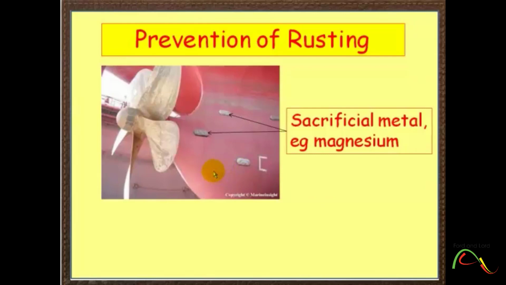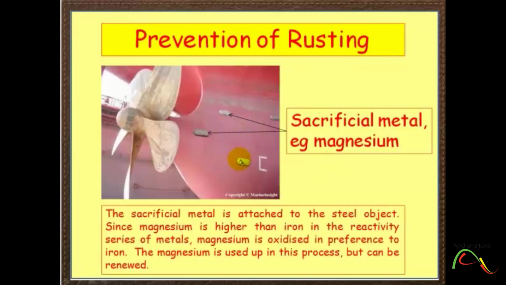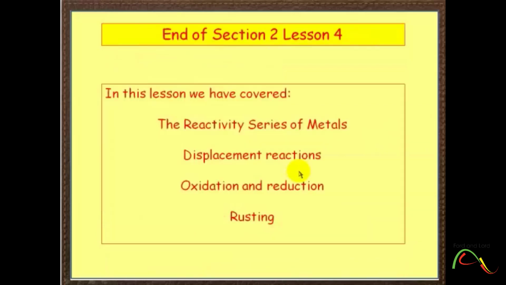Now here we can see the bottom bit of a boat. I haven't got a clue what it's called. Is it a hull? Could be. Bottom bit of a boat here, and here we've got bits of magnesium. Now what happens here is the magnesium is attached to the steel of the boat. Now since magnesium is higher than iron in the reactivity series, magnesium reacts with oxygen in preference to iron. So the magnesium in effect is sacrificing itself and being used up. So what you can do, you can put these magnesium bits on here, they'll react protecting the steel and they can be replaced afterwards. Okay, that's what we call sacrificial metals.